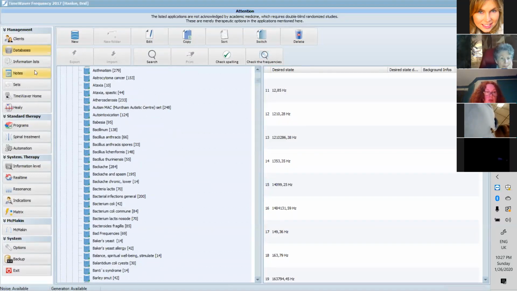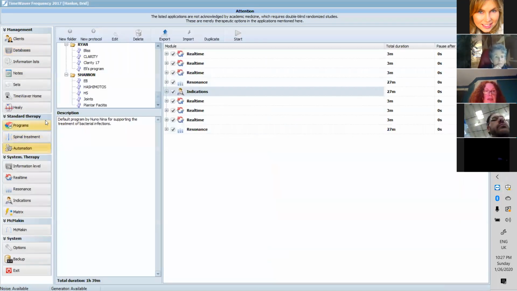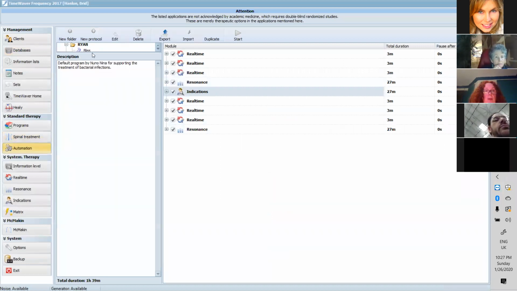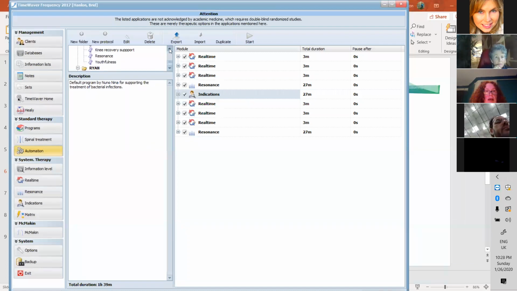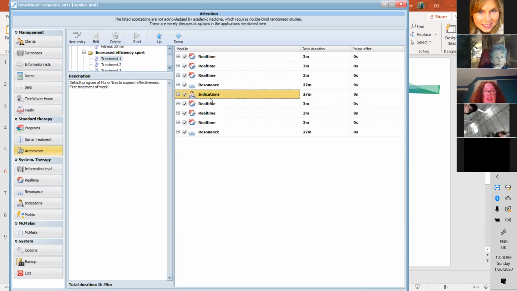The next thing that's really important for me to show you is what is an automation, because an automation is what you receive when you work with a Healy. Let me find a good one to show you. An automation has 3 stages. Here, I want to show you this one, increased efficiency in sport. This was developed by Nunanina. It has 3 stages: a real-time stage, a resonance stage, and an indication stage.